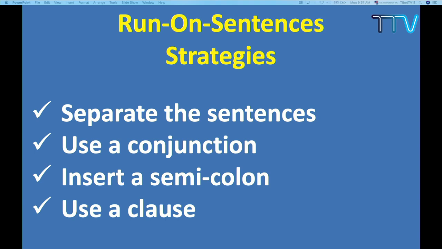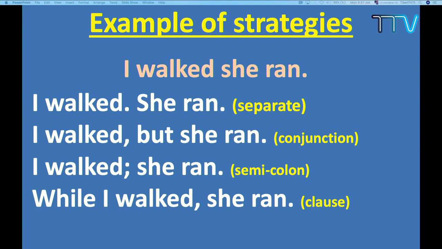So in order to understand better, let us try to look at an example. For example, I walked, she ran. Now you can clearly see there are two sentences, although it's very short. We have got subject, predicate, no object. I walked. She ran. So you see two sentences. Do you ever make such kind of mistakes? Sometimes accidentally. Now here, what is the error?